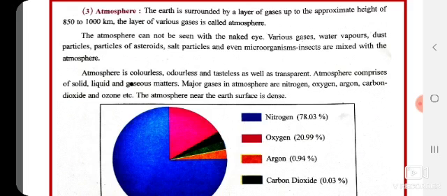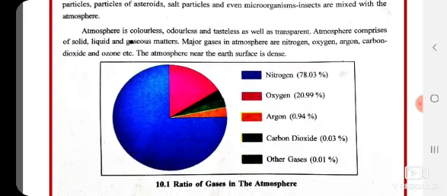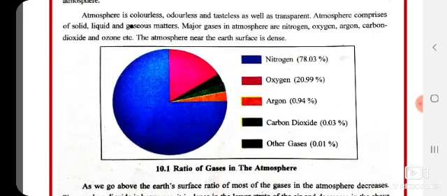Air is blowing, oxygen is there, carbon dioxide is there, nitrogen gas is there, but all of it we cannot see. Atmosphere is colorless, odorless and tasteless as well as transparent. There is no color for atmosphere. It does not have any taste also. It is transparent also. We cannot see all these things. Atmosphere comprises solid, liquid and gaseous matter.